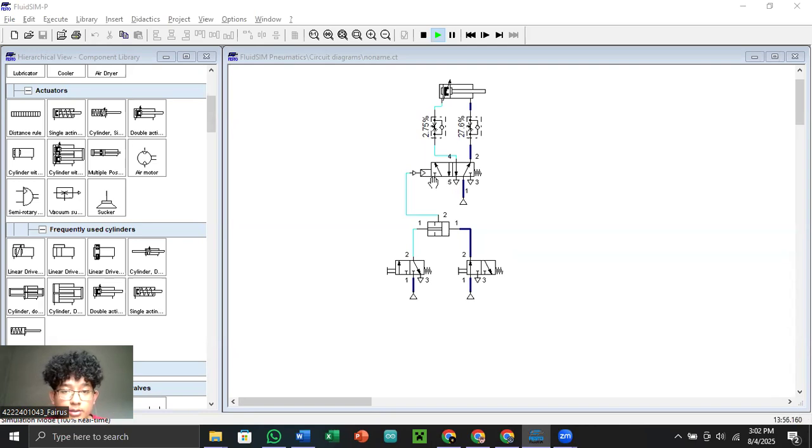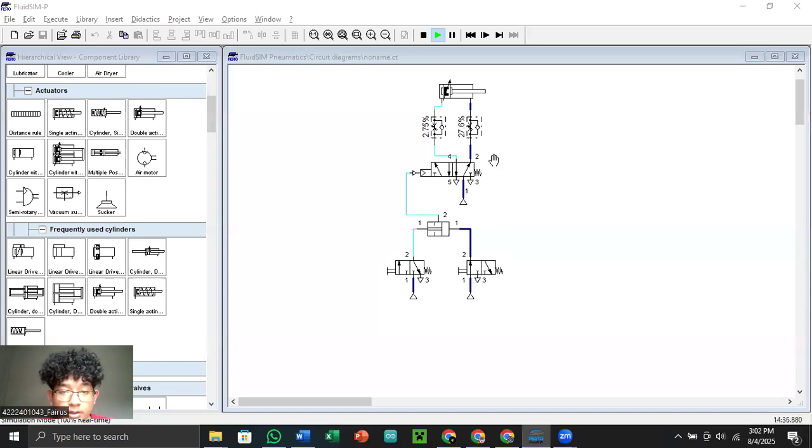Okay, this is my simple circuit diagram for pneumatics. I use a compressor, 3/2 valves with push buttons, a two pressure valve, a 5/2 pilot valve, the flow control, and lastly the double acting cylinder.